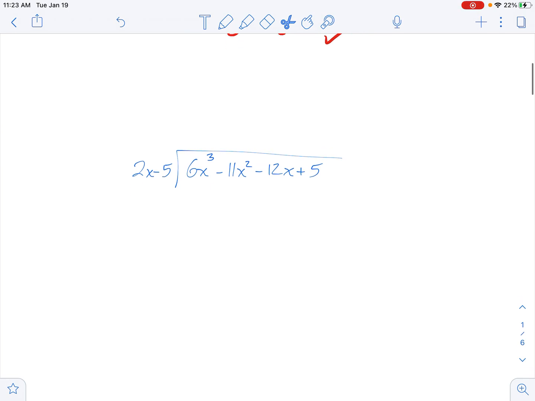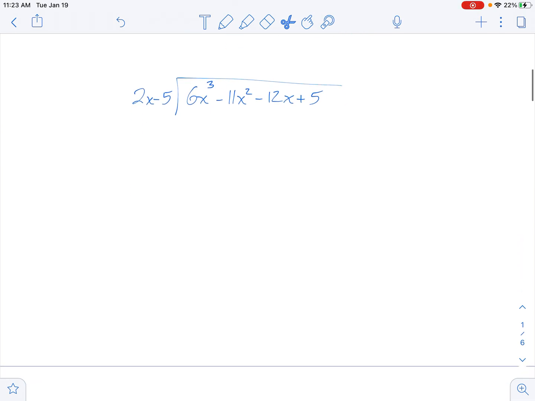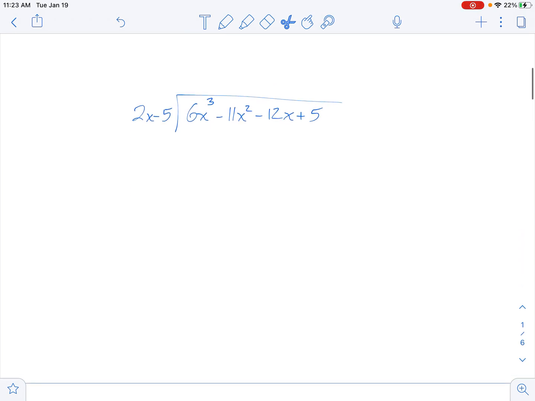Suppose we are dividing this 3rd degree 4-term polynomial by a 1st degree binomial. Again, just focus on the first terms. Everything else will work out. I'm offering you some nice friendly polynomial divisions that have no remainders. So 2x goes into 6x cubed, 3x squared times. Now I do my multiplication.